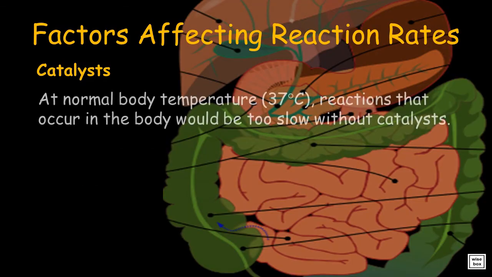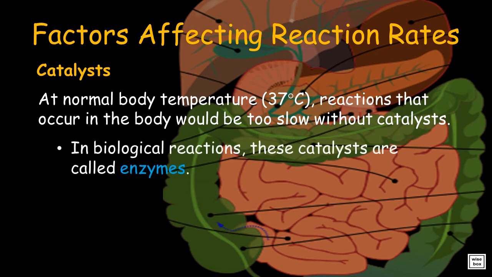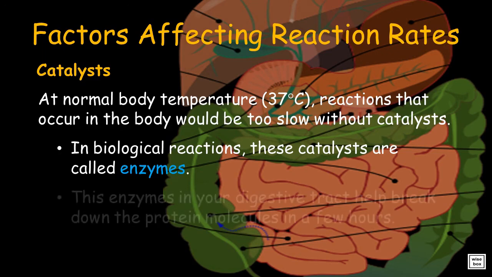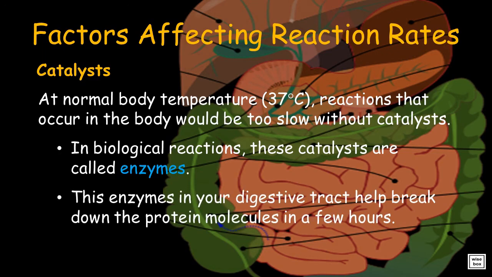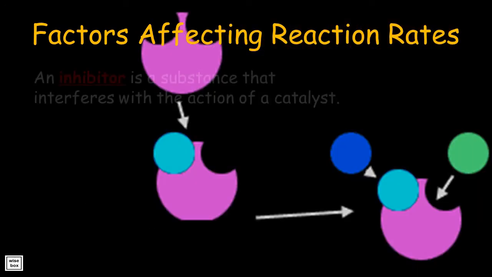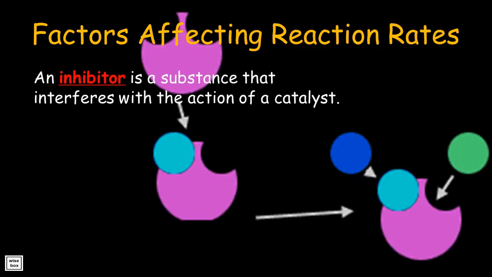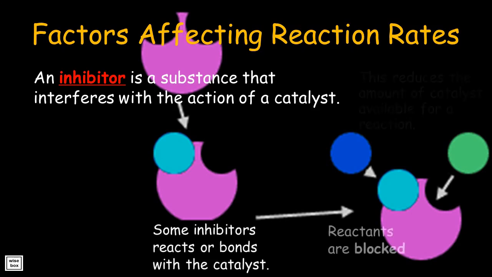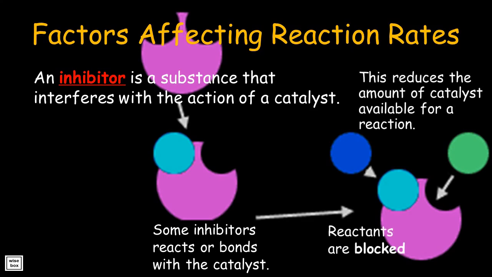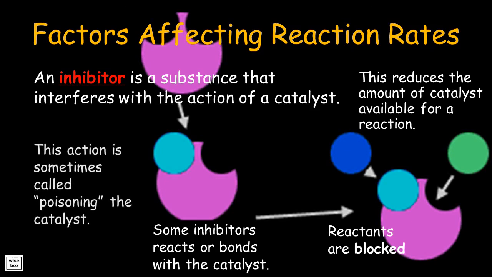At normal body temperature, reactions that occur in the body would be too slow without catalysts. In biological reactions, these catalysts are called enzymes. These enzymes in your digestive tract help break down the protein molecules in a few hours. An inhibitor is a substance that interferes with the action of a catalyst. Some inhibitors react or bond with the catalyst, which reduces the amount of catalyst available for a reaction. This action is sometimes called poisoning the catalyst.